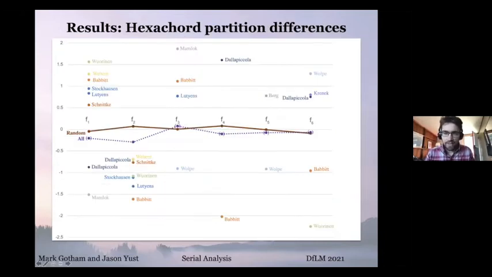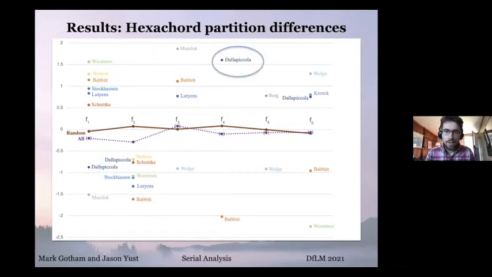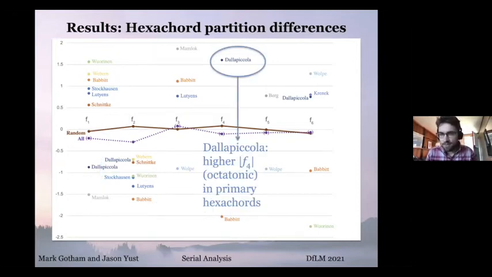Because we find that also in the hexachord data when we compare the two partitions. So that's what this is. This is comparing the primary hexachord partition to the secondary one, the initial final versus the inner outer contrast. And some interesting things here are that the one thing that's consistent across composers is that the second component, again, this kind of tritone component, is typically larger in the middle hexachord versus the initial final. And there's a lot of composer specific stuff in this data.